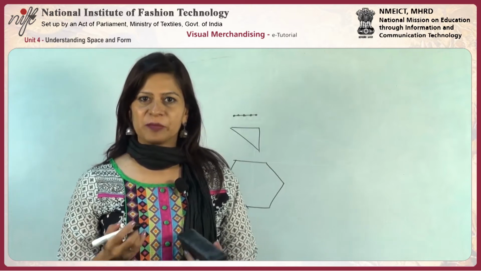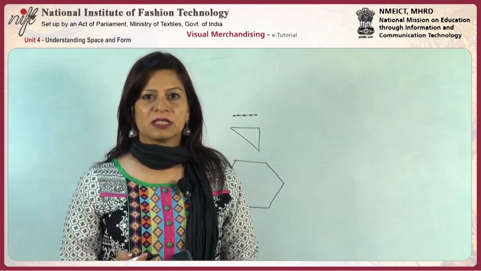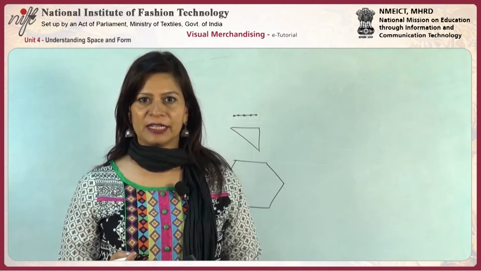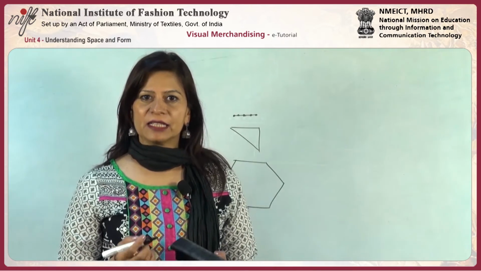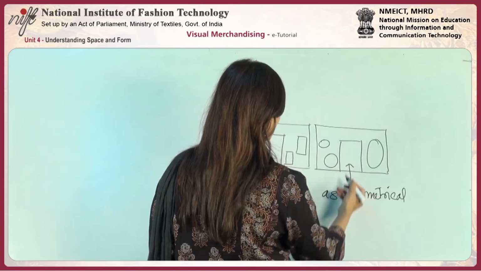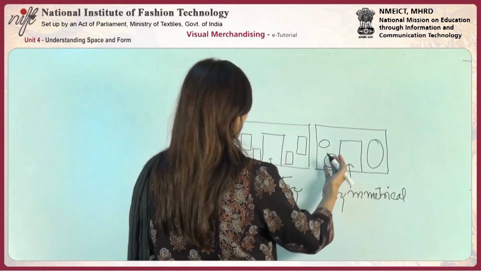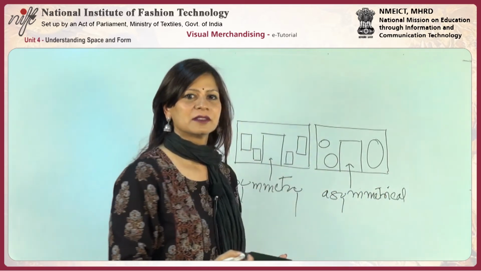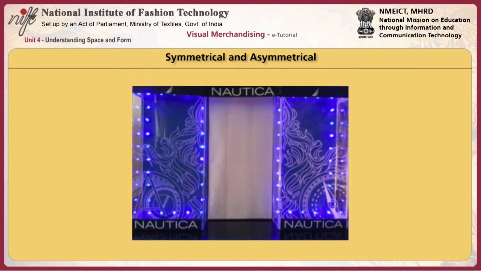There are different types of shape such as mechanical shape and organic shape. Mechanical shapes are geometric. So, you can see here that this is asymmetrical, where you have the left different from the right. The window shown in this example is symmetrical, but the designs on both the windows are asymmetrical.